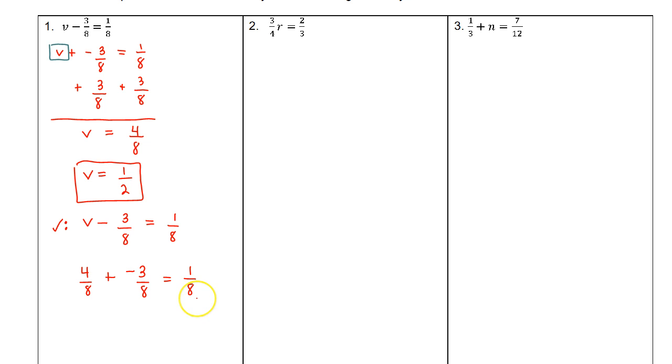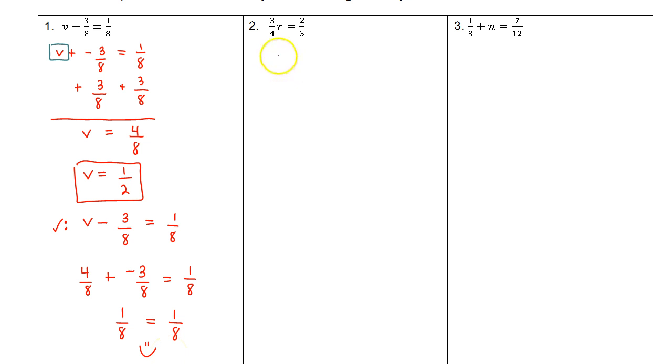So I want to be thinking about things like this. On the left side, I have a denominator of 8. And if I look at my numerators, 4 plus negative 3, that will give me a positive 1. So 1/8 equals 1/8, and we're good for number 1.